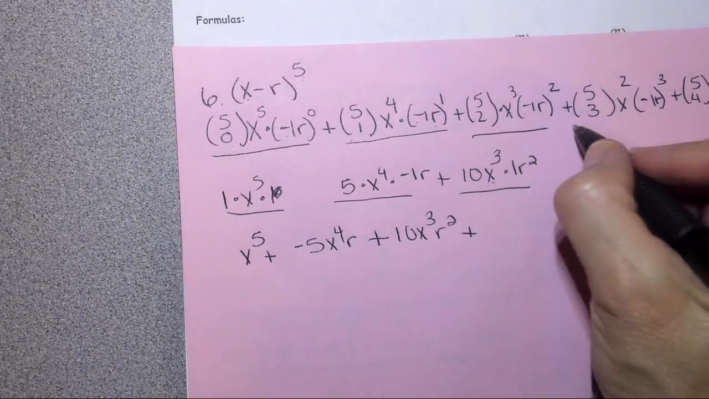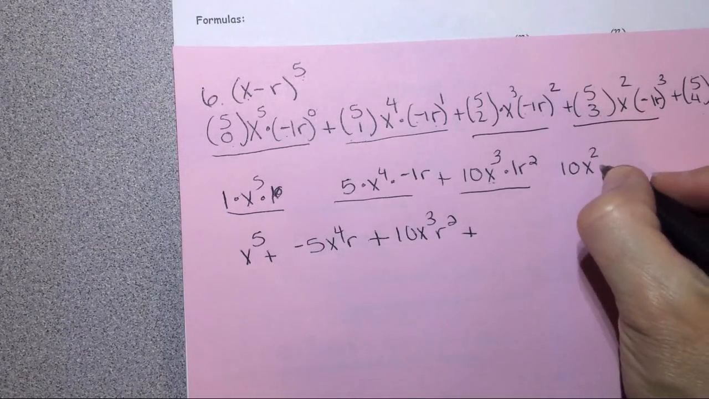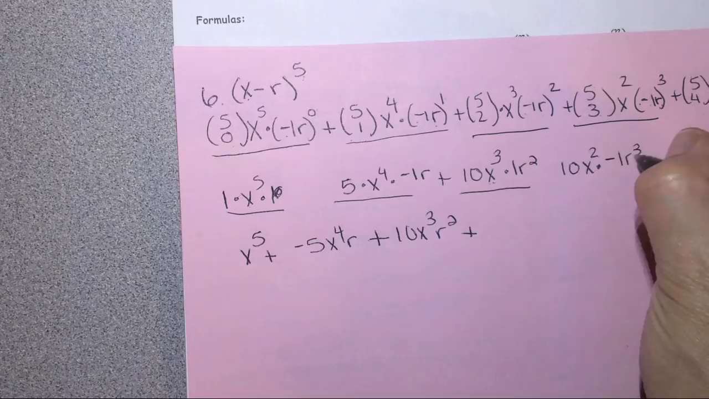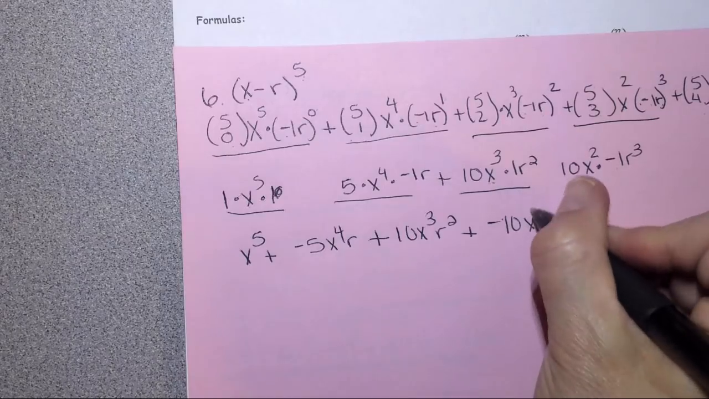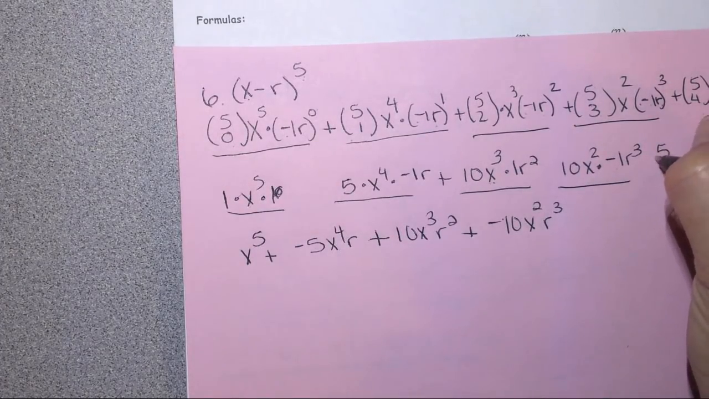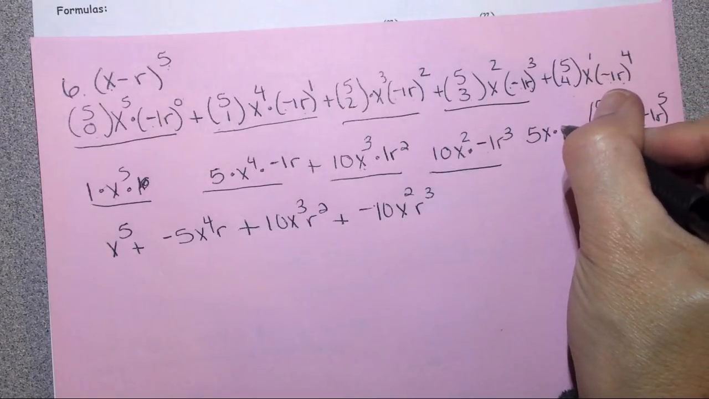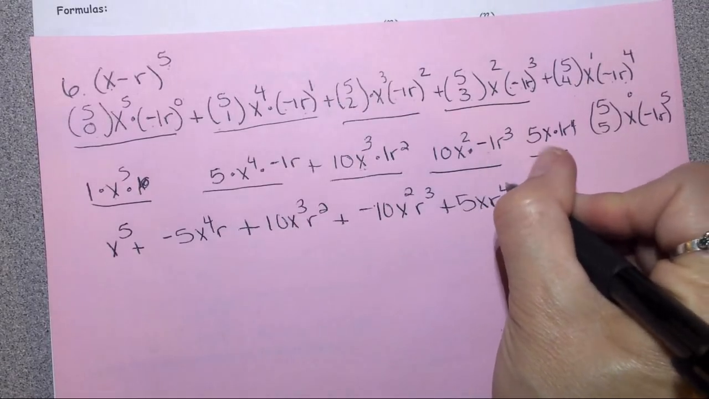All right. Next term. 5 choose 3 is also 10. I have an x squared times negative 1r to the 3rd, which is negative 1r to the 3rd. So 10 times negative 1 is negative 10 x squared r to the 3rd. 5 choose 4, so now I'm at this term, is 5 times x times negative 1 r to the 4th, raised to the 4th is a positive 1 r to the 4th. So I have plus 5x r to the 4th.